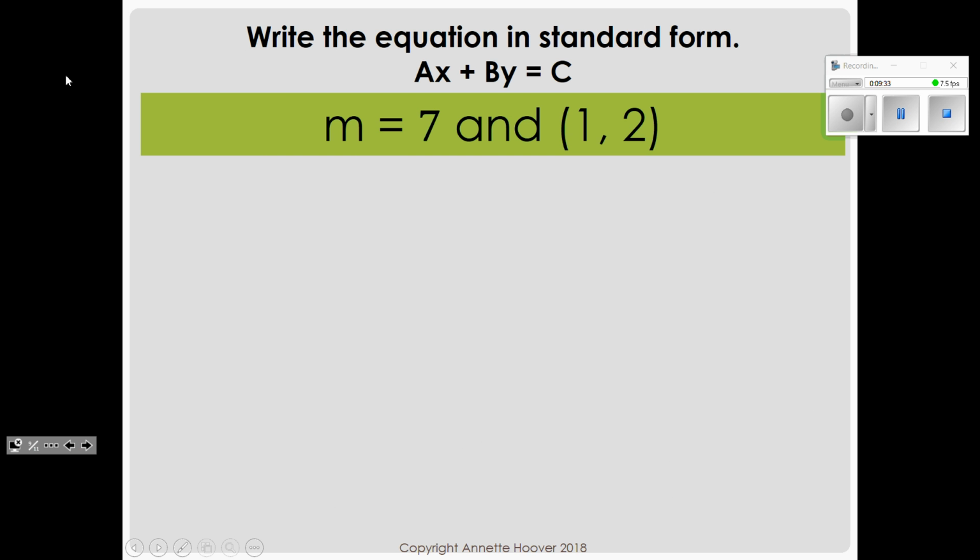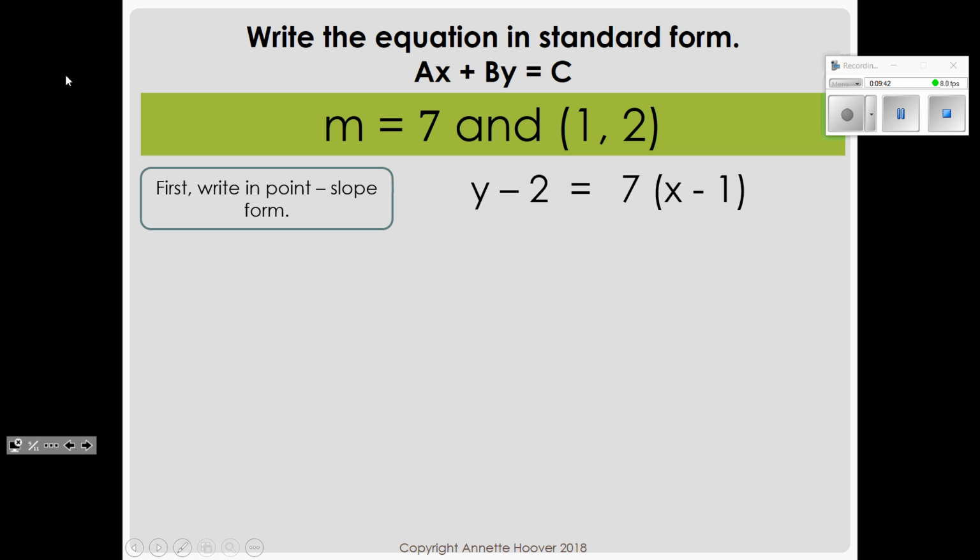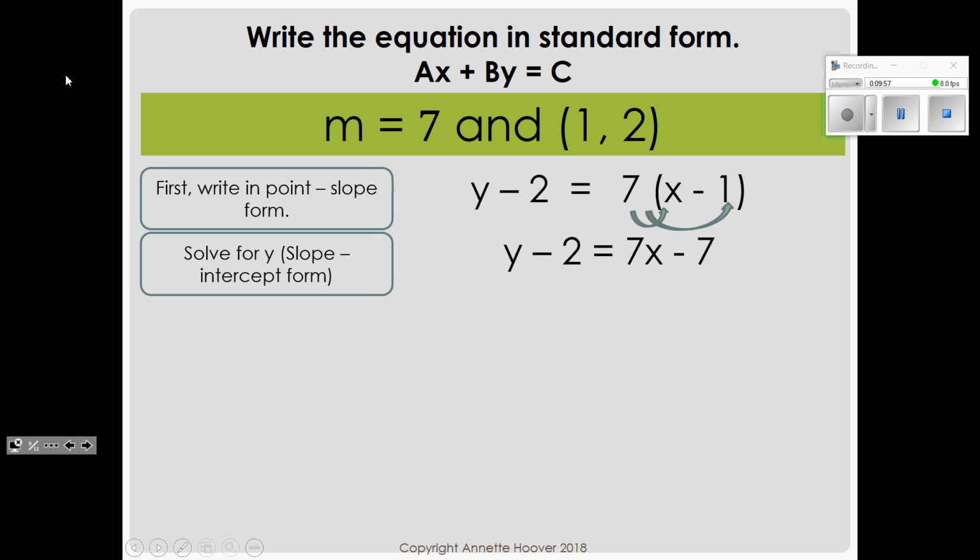So let's look at this again. First, we're going to start with point slope form because that's what they give us, the slope and a point. When we plug in those numbers, we get y minus 2 equals 7 times the difference of x minus 1. Now we do the distributive property, 7x, and then 7 times negative 1, which is negative 7. So we have y minus 2 equals 7x minus 7.